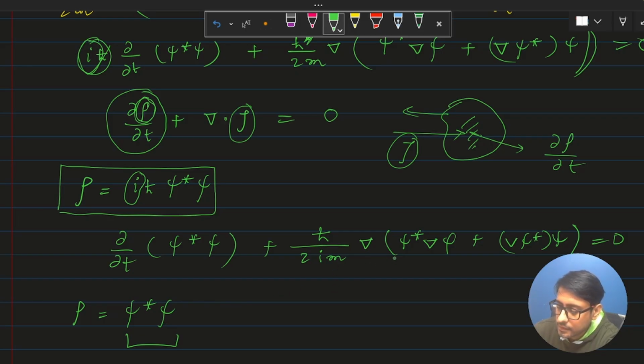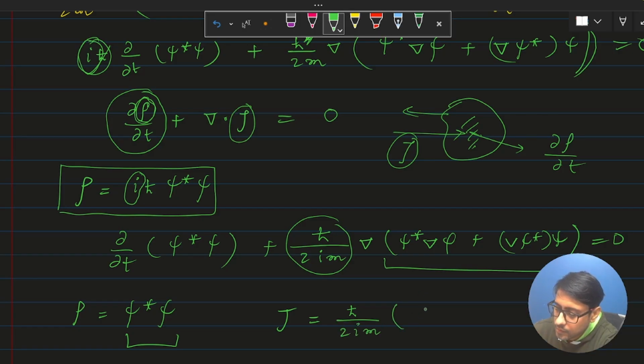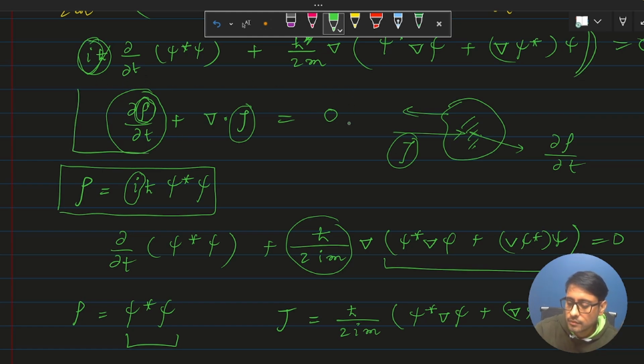And then this whole thing, multiplied by this term, can be written as j. So for the j you can write h bar over 2 iota m into psi asterisk del psi plus this del psi asterisk conjugate, again I am saying asterisk, okay. So this is the current, and we can write the continuity equation. This is the continuity equation.